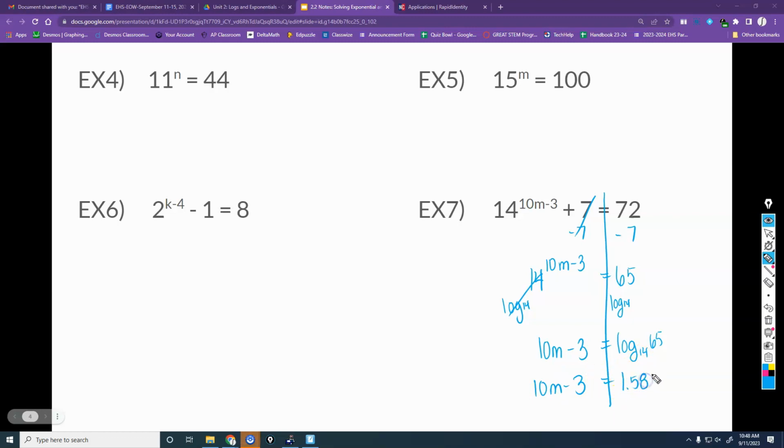5, 8, 1, 4, 7. Okay. What have we got to do? Add 3. 10m equals 4.5817. Divide by 10. M is going to equal 0.4817, which is what we got whenever we just typed it into Desmos, right? Or 0.45817. Sorry about that.